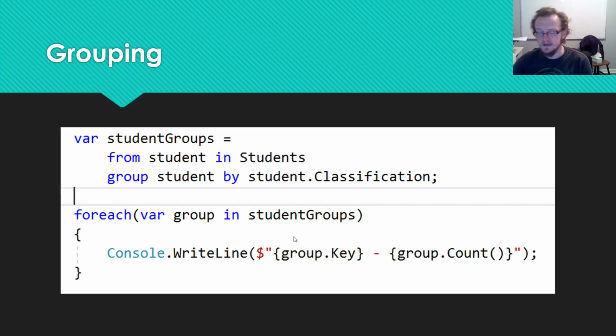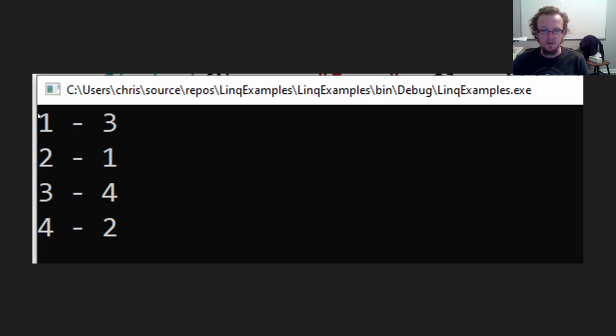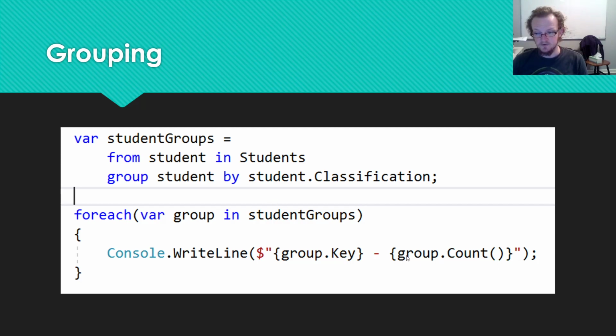So if I print those groups using the key and the count, I will get 1, because that is the classification that I'm interested in. This is freshman, this is sophomore, junior, senior, and you will find that I have the count of how many people are in each. I could just as easily have looped over that group, and instead of getting the count, I could have gotten the name of each of the people. The sky is the limit. You can do whatever you want to with these groups, exactly like you could do in T-SQL.